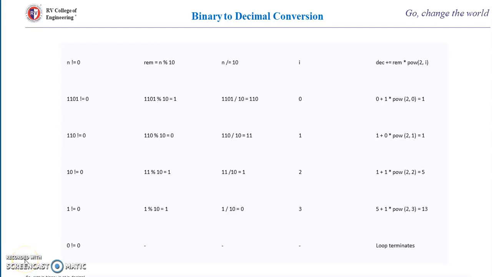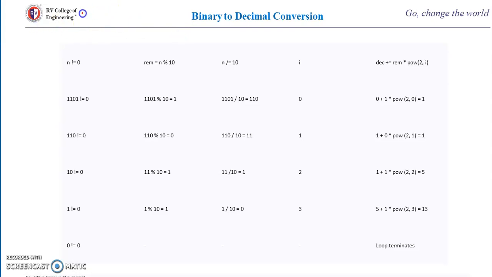In this video lecture, I will explain binary to decimal conversion program in C. So first I will explain the procedure how to convert a binary number to decimal. We know that a binary number will be in the form of zeros and ones and the base will be 2, and a decimal number's base will be 10 and it will be the numbers from 0 to 9.